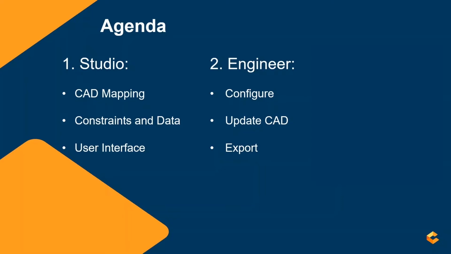This is where you configure your model inside Creo, and based on the results of your configuration, you can update your CAD model, the geometry, the 2D drawings, and once that is done and you're finished with your configuration, you would typically export the result to the necessary CAD formats that you have chosen.